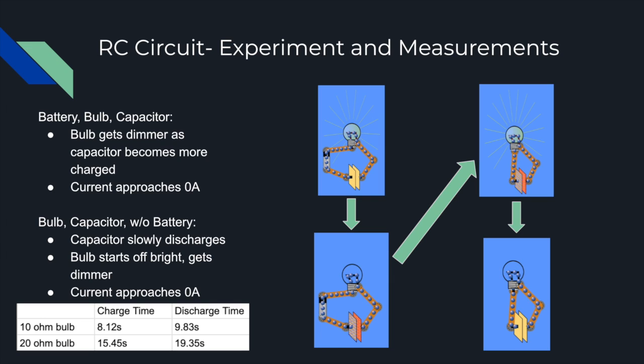When I increased the resistance in the bulb to 20 ohms, I found that the time for both of these essentially doubled, indicating a directly proportional relationship between the time it takes to charge a capacitor and resistance.